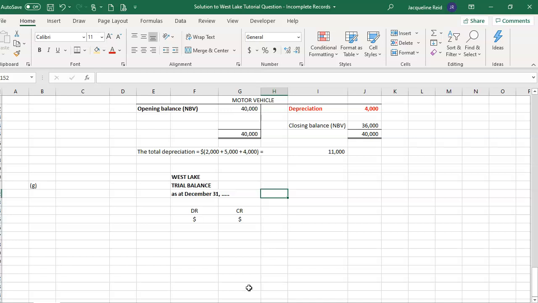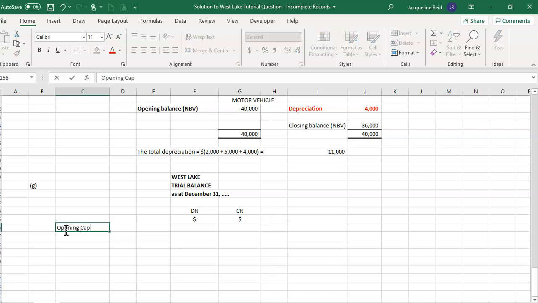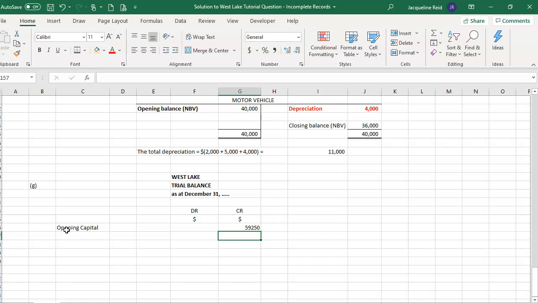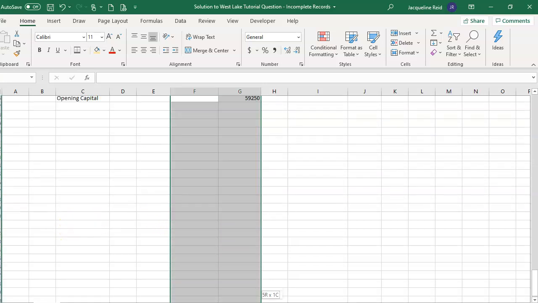Now, the first figure that I usually put in a question like this is the opening equity. We spent quite a while in part A of the question working that figure out. So the opening capital, you always see your opening capital figures in your trial balance. You may see the word capital but not realize that it's the opening capital. And when I look back, that opening capital figure was calculated to be $59,250. Okay, so we have in our first figure.